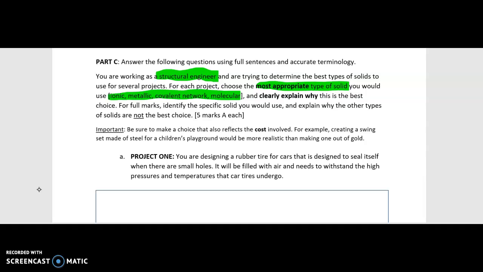I picked this material instead because I think it will work better, as long as you're clear on the explanations why. So again, what you're doing is clearly explaining your choice. For full marks, identify the specific solid you would use.